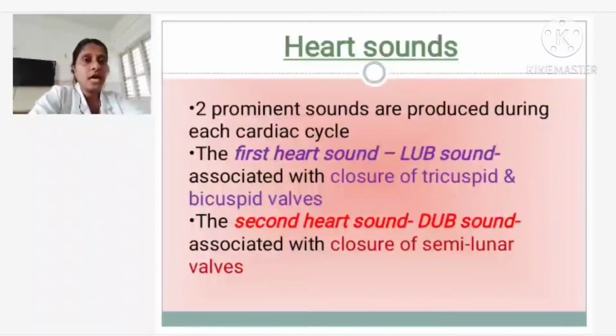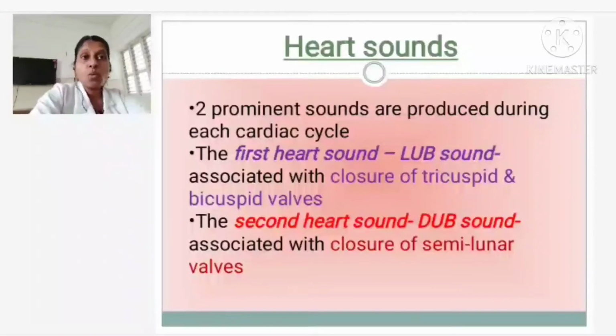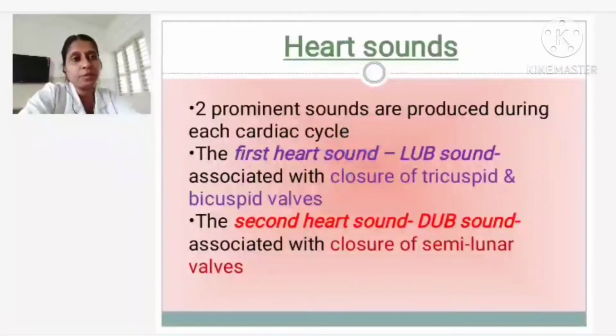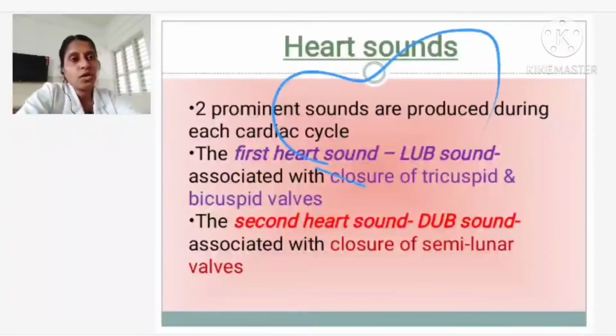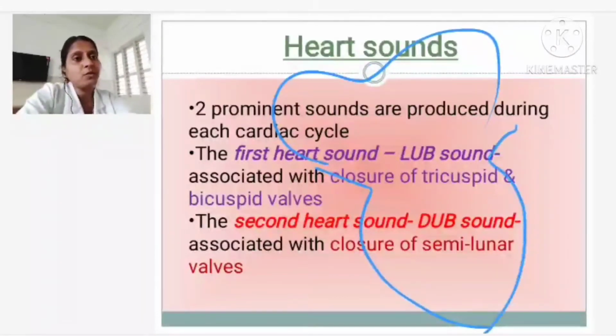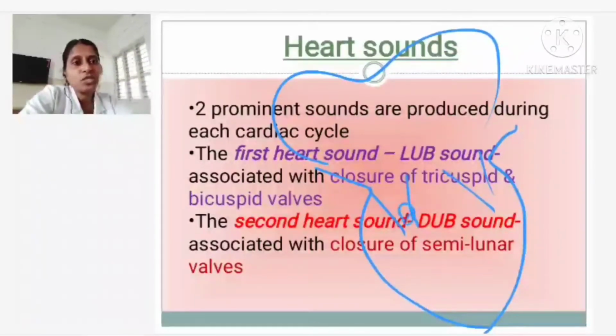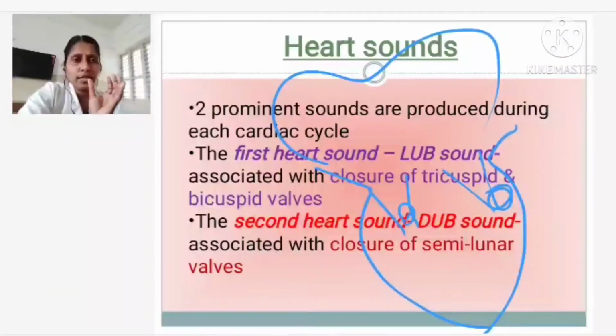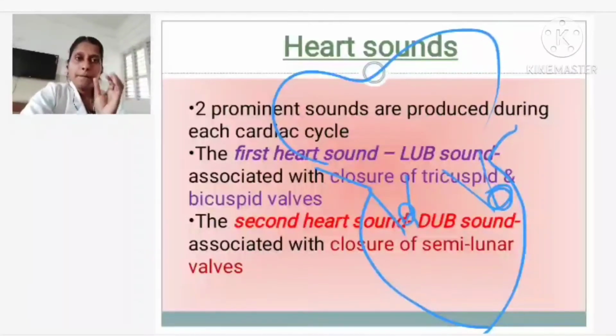Now heart sound. When you are seeing this heart sound, there are two types of sound. What are the two types of sound? One is your lub. Lub is caused when the tricuspid and the bicuspid valve closes. You know which is the tricuspid and bicuspid valve? Between the auricle and ventricle, the valve which is present is called the tricuspid and bicuspid valve. So here the tricuspid and here the bicuspid is present. When this is closing, you hear the first sound, a mediocre sound, not that hard, lub.